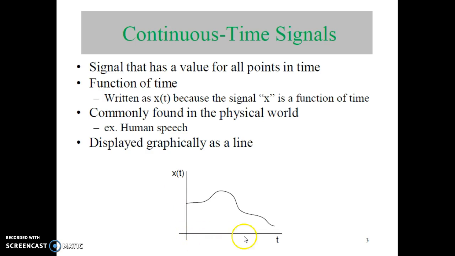The time values are present on the x-axis and all the amplitude values are defined on the y-axis. So the best example of continuous time signals is human speech or a sinusoidal signal. Maybe a sine waveform or cosine waveform are examples of continuous time signals.